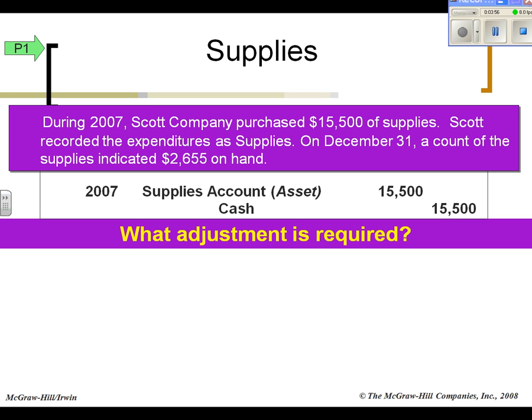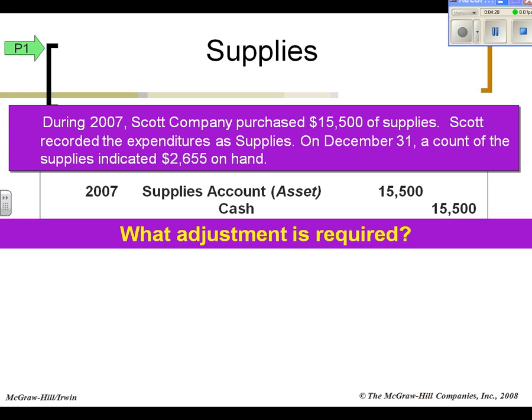Okay, I've got 5,000 boxes of staples. Sorry, like maybe 10 boxes of staples, maybe like 10 packages of highlighters, and he knows what they cost, so he totals that up, dollar value, and he gets an amount. As of December 31st, there's a total of $2,655 worth of supplies on hand.